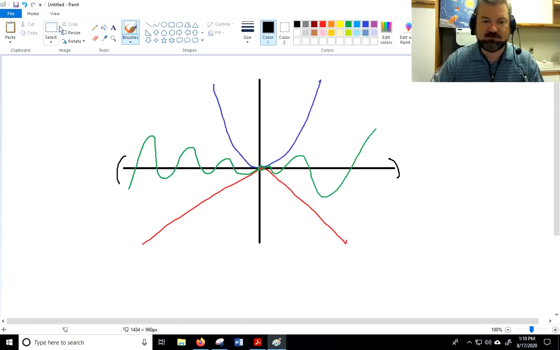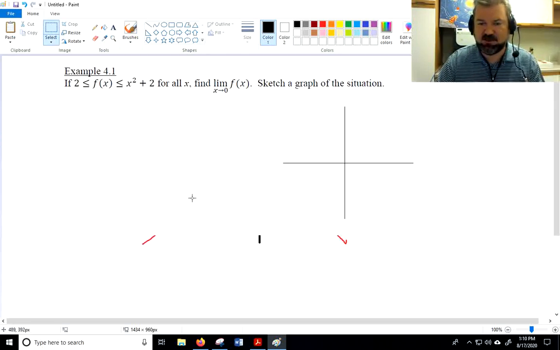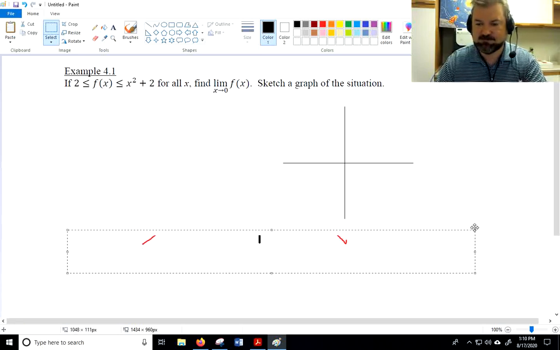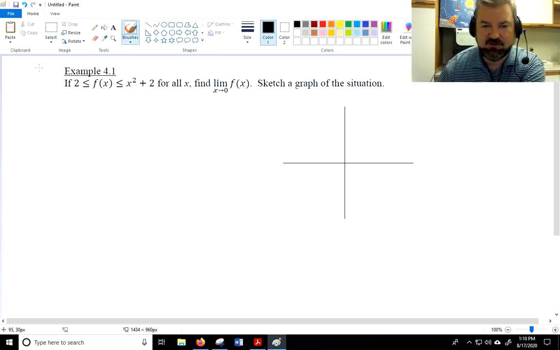All right, so that being said, let's jump right to a practice problem and apply it. If 2 is less than or equal to f of x, which is less than or equal to x squared plus 2 for all x, we're going to find the limit as x approaches 0 of f of x, and we'll sketch a graph to help us do that.